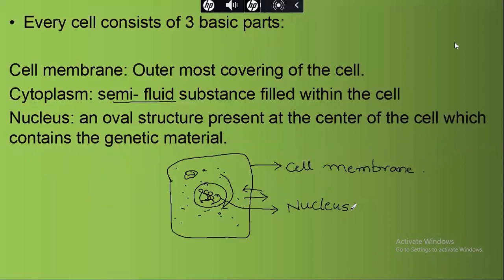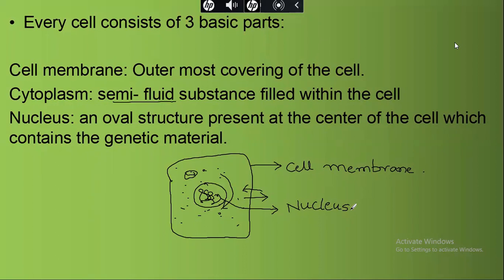Every cell consists of three basic parts: the cell membrane, which is the outermost covering of the cell, protects the cell from being injured. Second function is it gives the structure to the cell. And then the third one is it controls the movement of substances in and out of the cell. The second basic part is cytoplasm. It is a semi-fluid substance present inside the cell. It helps in the movement of substances within the cell and exchange of substances between the cell organelles.